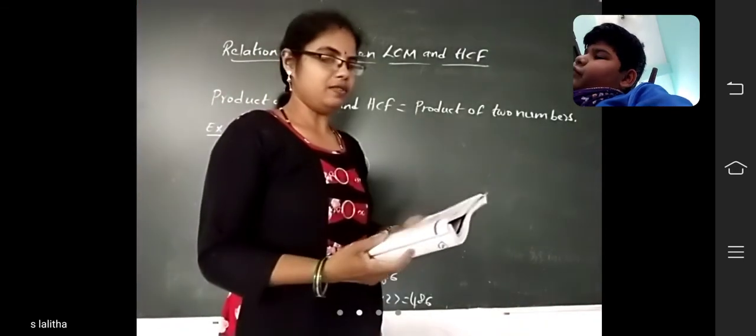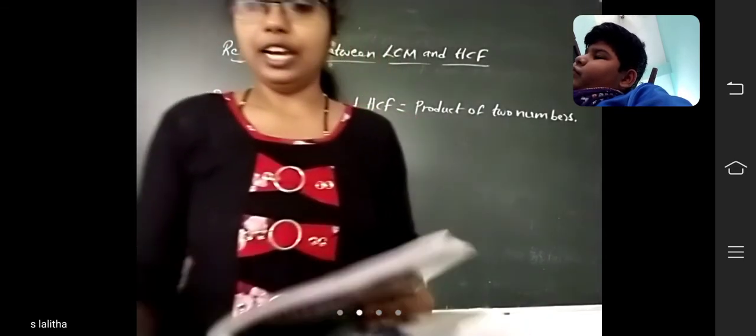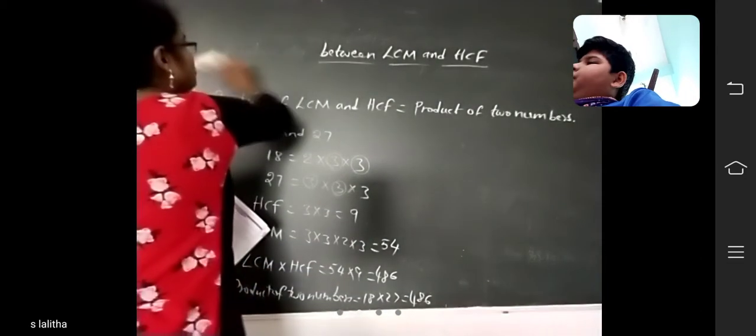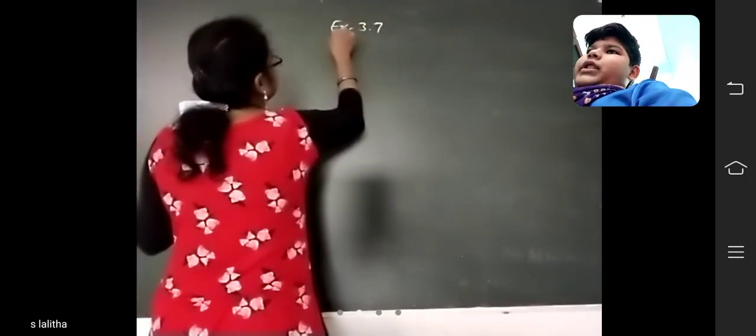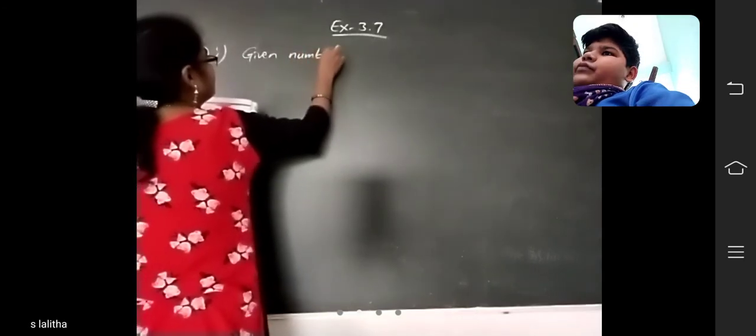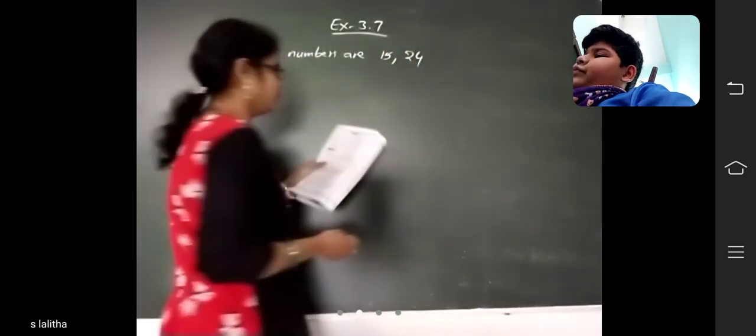Exercise 3.7. Write the first question. Find the LCM and HCF of the following numbers and check their relationship. So first you should find the LCM and HCF, and also you should check the relationship. Okay. What is the relationship? Product of LCM and HCF is equal to product of two numbers. So what are the given numbers? Given numbers are 15, 24.